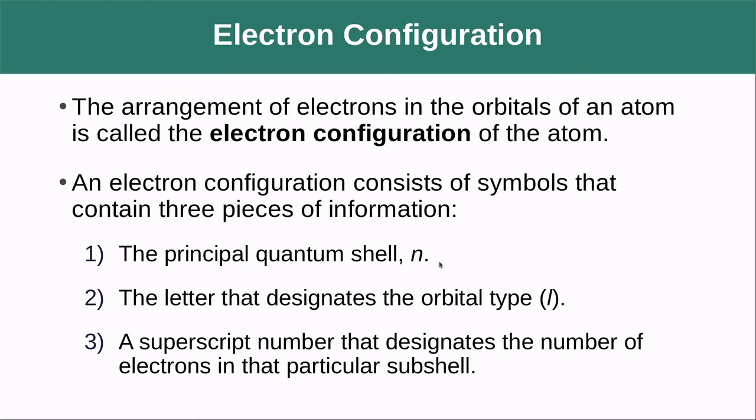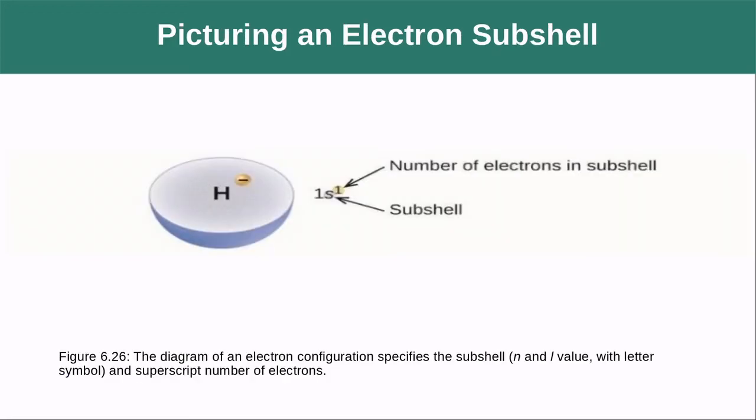The arrangement of electrons in the orbitals of an atom is called the electron configuration of the atom. An electron configuration consists of symbols that contain three pieces of information. First, you have the principal quantum number, n, then the letter that designates the orbital type, and finally a superscript number that designates the number of electrons in that particular subshell. So this is just a way of writing which shell all the electrons are in inside of an atom. Here's the simplest example, hydrogen. It has one electron in the 1s shell.